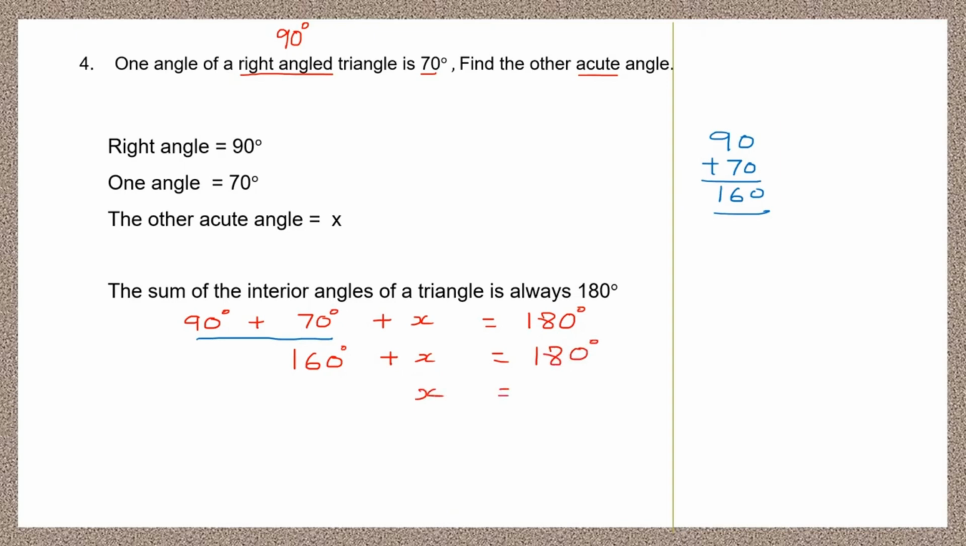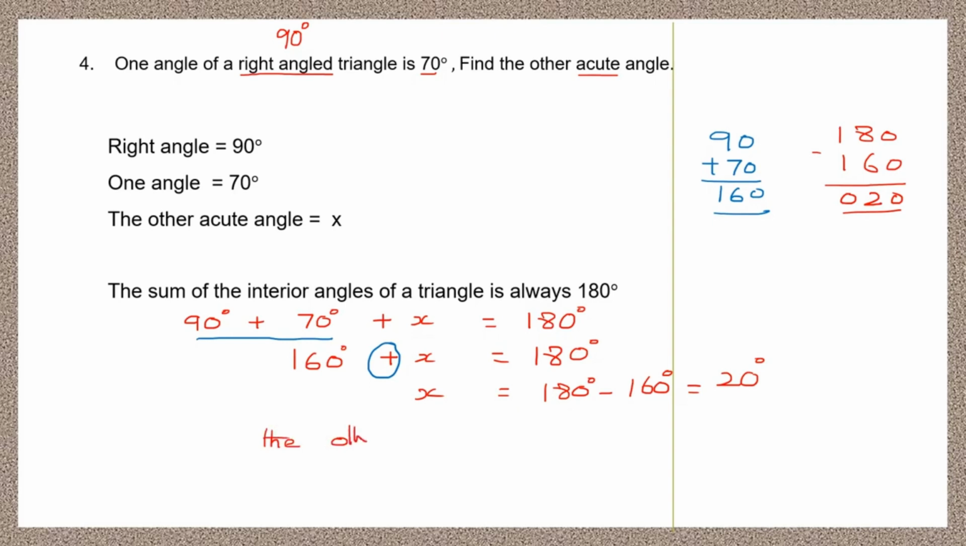Leaving x here and leaving 180 degrees there, I'm going to move 160 to the other side. The operation is addition. It now becomes subtraction. 180 minus 160 degrees. Let's see. 8 minus 6 is 2. 20 degrees. So the other acute angle, you need to write that. The other acute angle, what is the value of that? It is equal to 20 degrees.